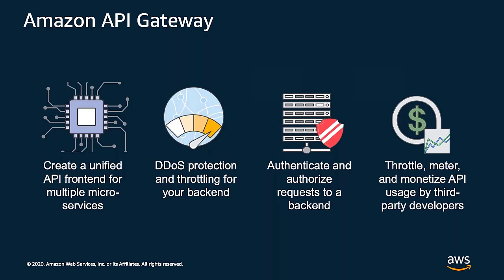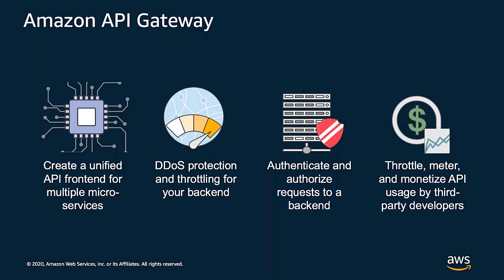API Gateway allows you to create a unified API front end for multiple microservices. These could be written as a collection of AWS Lambda functions, as AWS Fargate jobs, or as other resources. API Gateway provides DDoS protection and throttling for your backend, allowing you to save costs when you're under attack. API Gateway also provides tools that allow you to authenticate and authorize requests to a backend so that your Lambda function is not invoked when a caller is not authorized. And if it's not invoked, you don't pay for it.